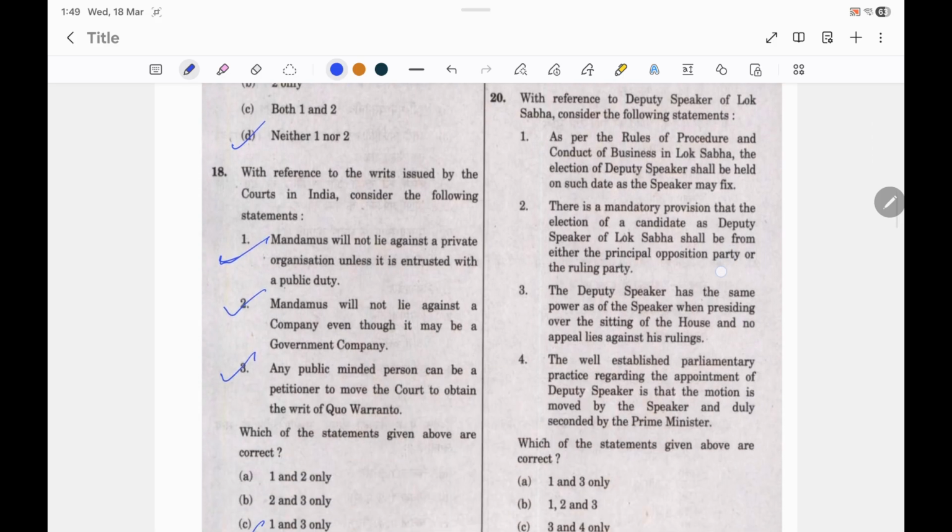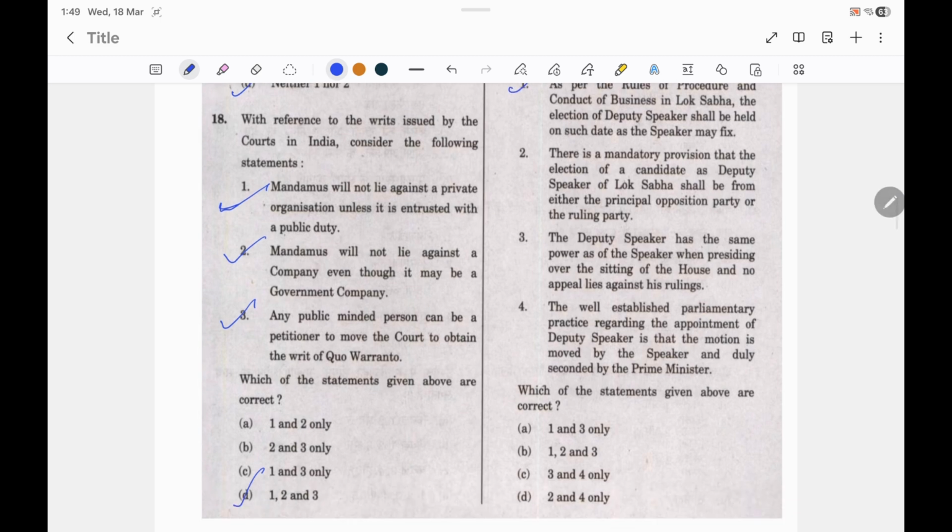Now, moving on to the next question, which is talking about the Deputy Speaker of Lok Sabha. As per the Rules of Procedure and Conduct of Business in Lok Sabha, the election of the Deputy Speaker shall be held on such a date as the Speaker may fix. This is correct. There is a mandatory provision that the election of a candidate as Deputy Speaker of Lok Sabha shall be from the opposition. So, it is not a mandatory provision. It is a convention.